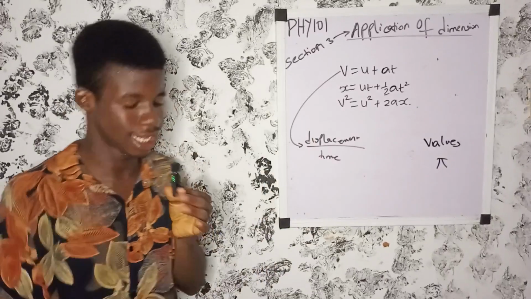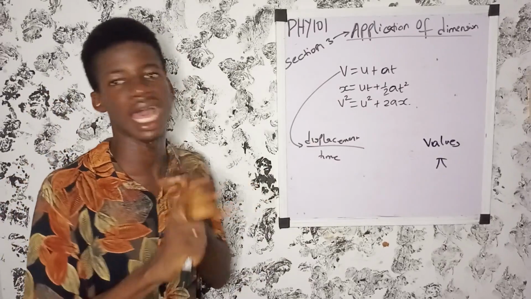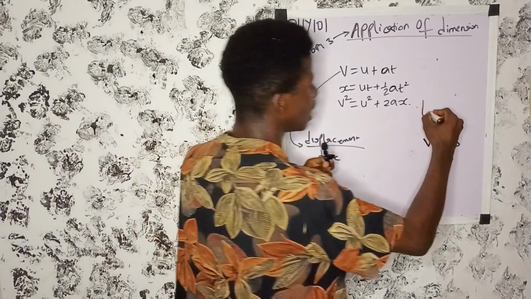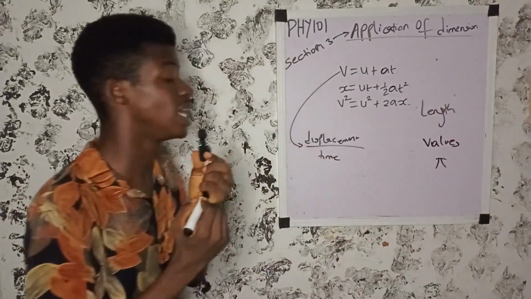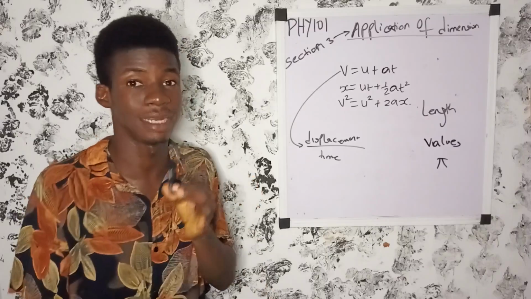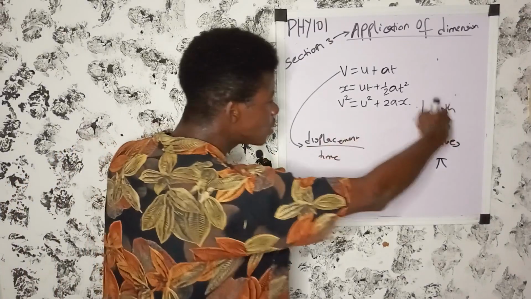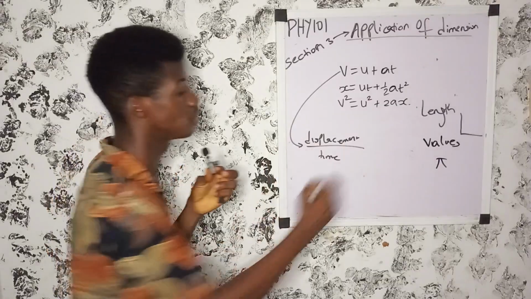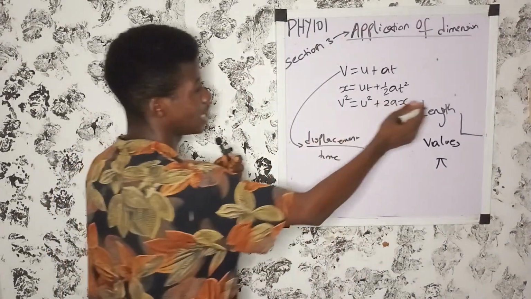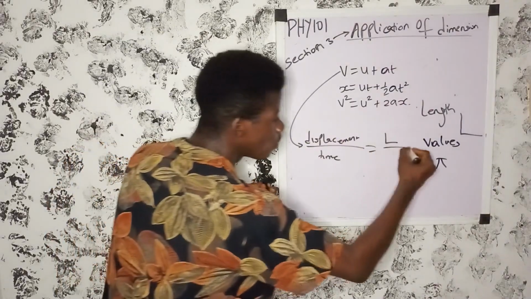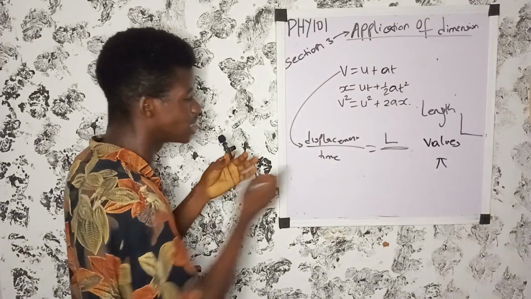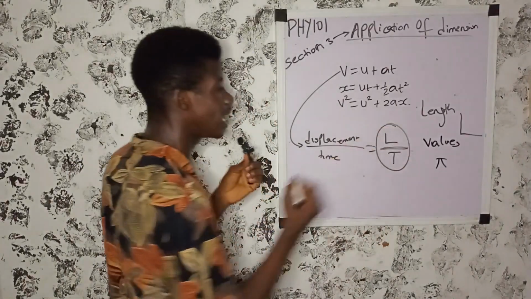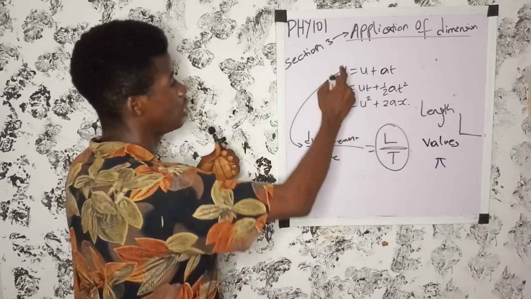I told you earlier that quantities like displacement, distance, height, altitude, breadth, width, they have the same dimension as length. This is because they are from the length family, they are related to length. The dimension for length is capital letter L. So the dimension of displacement will be capital letter L, because displacement and length are from the same family. Then over, what is the dimension for time? The dimension for time is capital letter T. So this tells you that L over T is the dimension for velocity.